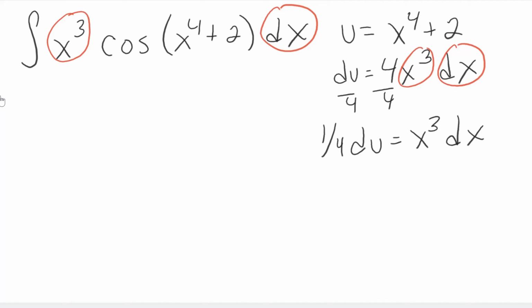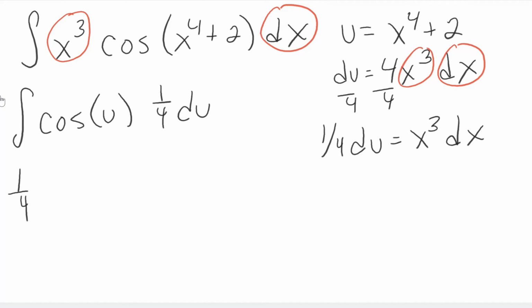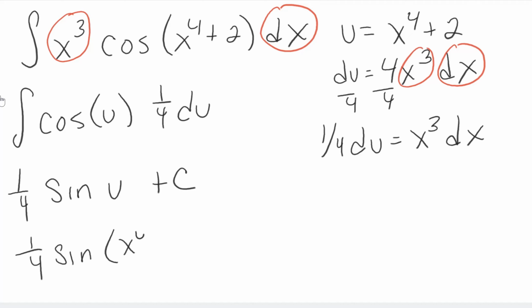All right, so we're now going to replace. So I have cosine of u and then 1/4 du. So the 1/4 can come out in front. What's the integral of cosine? Sine. So it's sine of u plus c. And then I have the 1/4 sine of x to the 4th plus 2 plus c.